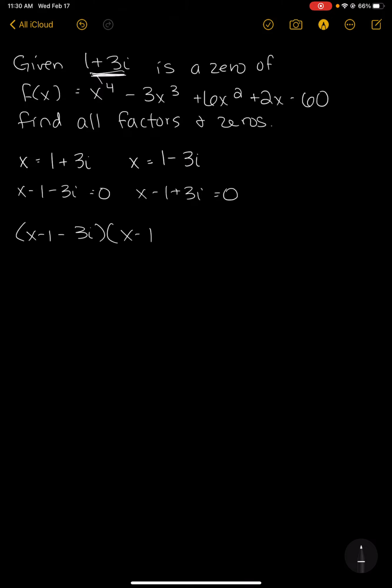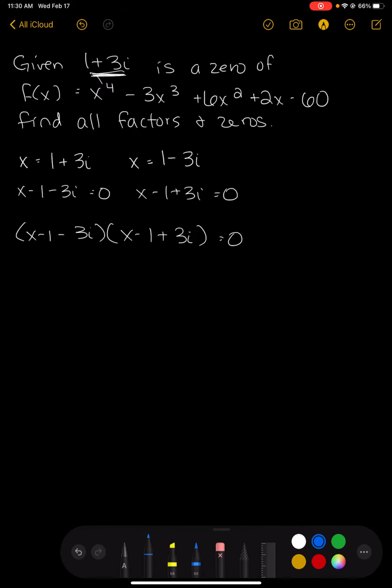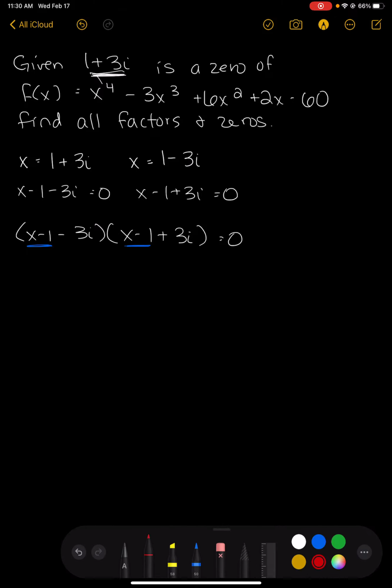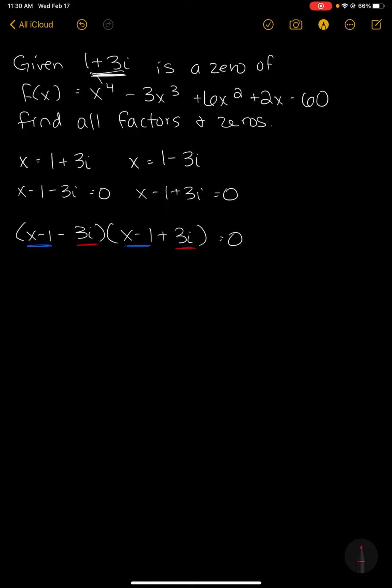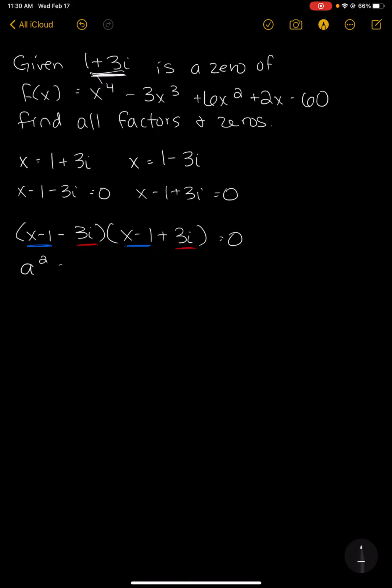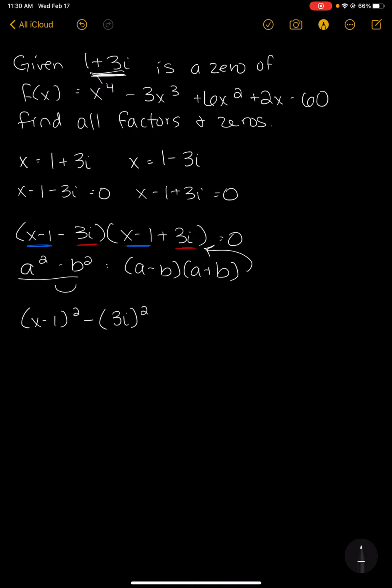And so I've shown you two ways to do this. You can either do it by your a squared minus b squared, or you can do it by drawing the box. I'll show you both of them again just so you can see it with complex numbers, not just irrational. So the first thing is, if we've got a squared minus b squared, we know that it factors to a minus b, a plus b. So we've got the factored form, so we're trying to figure out a squared minus b squared, which would be x minus 1 squared minus 3i squared.